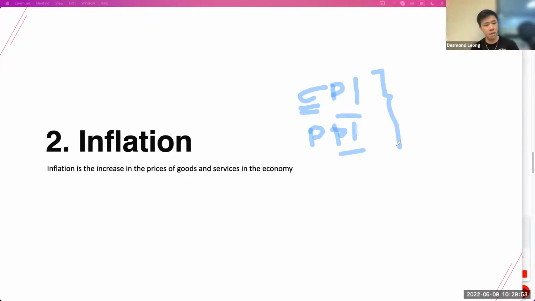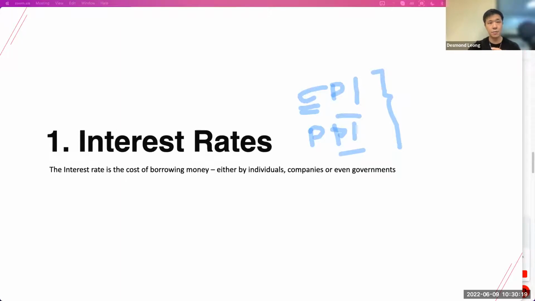How does inflation affect the economy? Inflation affects the economy directly, as high inflation rates prompt the central bank to increase interest rates. Okay, central banks use interest rates to control inflation. Remember what we covered previously, interest rates.